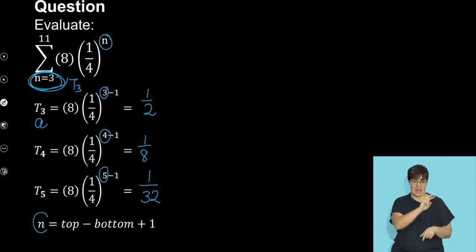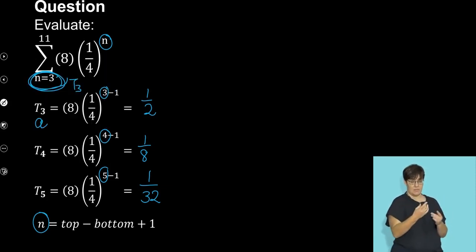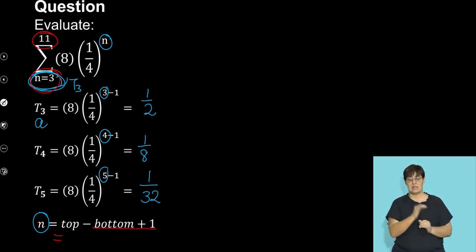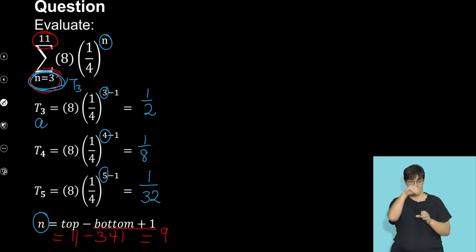I still need my n for the sigma portion of this sum. A reminder that to find the number of terms involved in this actual series, I take the top number of the sigma sum and I subtract the bottom number and then I add 1. So the number of terms involved in this pattern will be the top number, which is 11, minus the bottom number, which is 3, plus 1. So you'll see that n is equal to 9. So there are 9 terms involved in this sum.